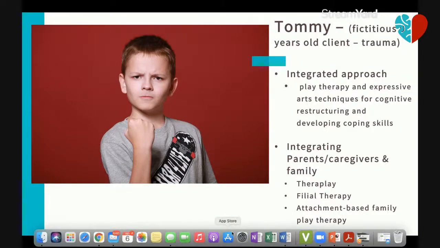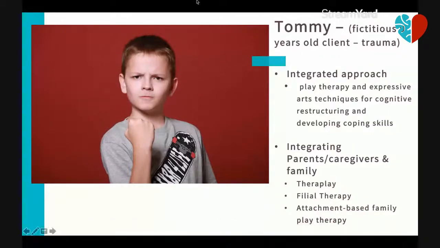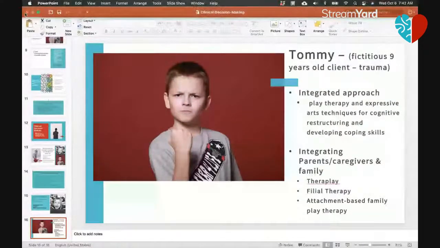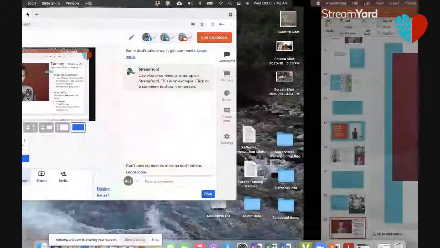So those are just some of the ways in which I go through that clinical decision-making process about play therapy and expressive arts. I am going to stop sharing my screen.